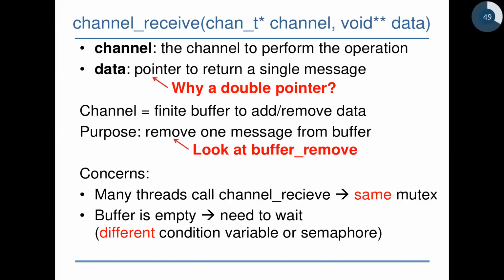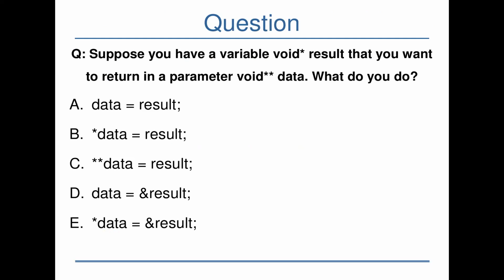Just a quick question. Suppose you have a variable void star result and you want to return it through the parameter void double star. What are you going to do? Which answer is correct? Result contains the pointer void star. Okay, go ahead. It would be B, right? Yes, that's correct. So you dereference data because it's a double pointer, and this is where you put the result. I'm actually seeing some mistakes like this, so make sure you do it correctly in channel receive. Make sure you understand what you're doing with the pointers.